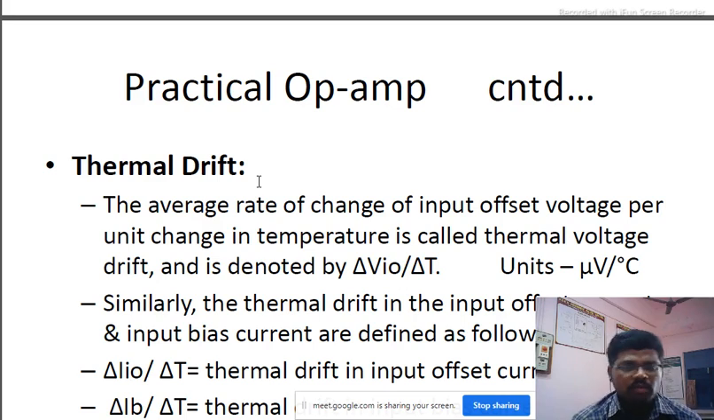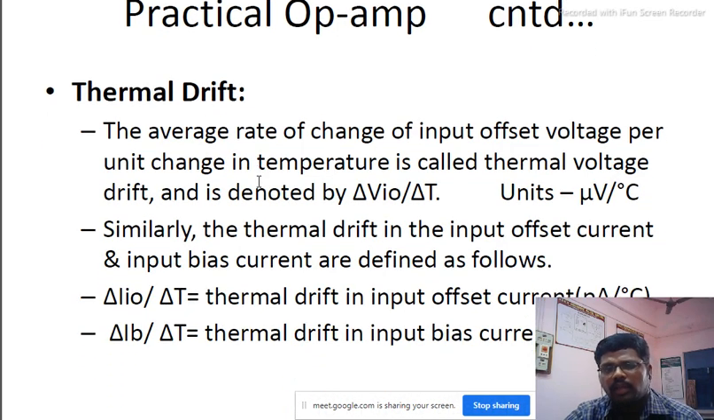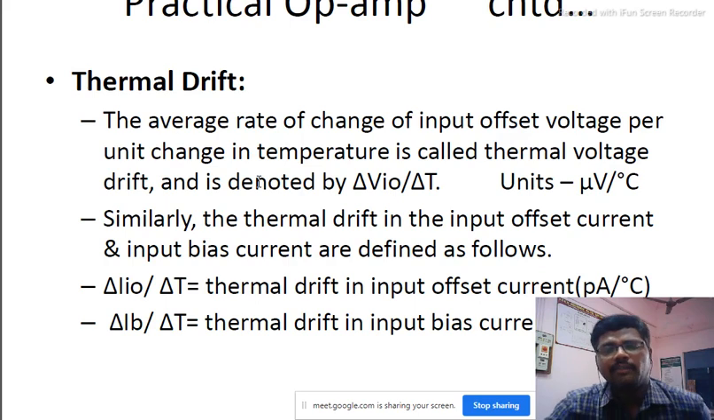When we take time, it is the thermal drift because of temperature. That is denoted by delta VIO by delta T. That is called the average rate of change of input offset voltage per unit change in temperature. Next, similarly, the thermal drift in the input offset current and input bias current are defined as follows.